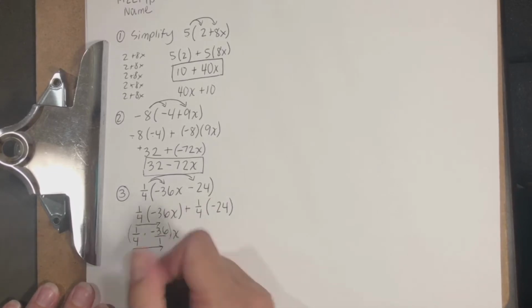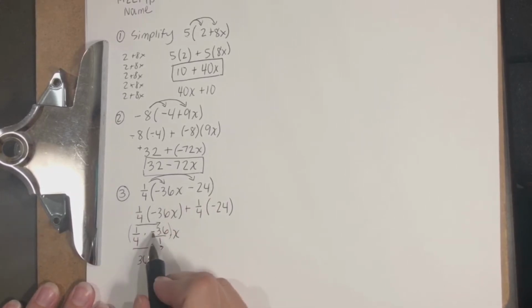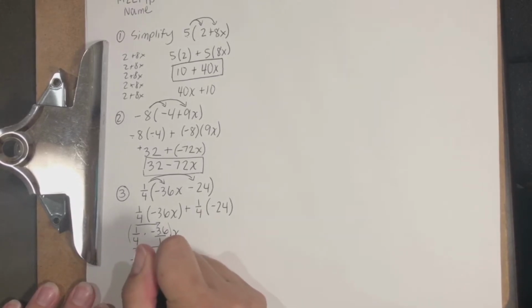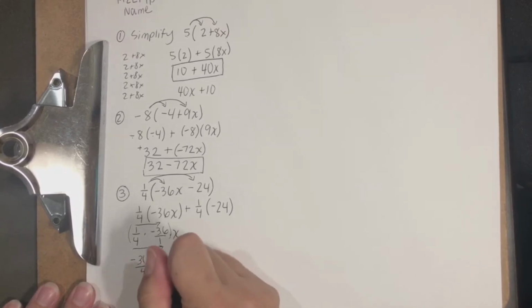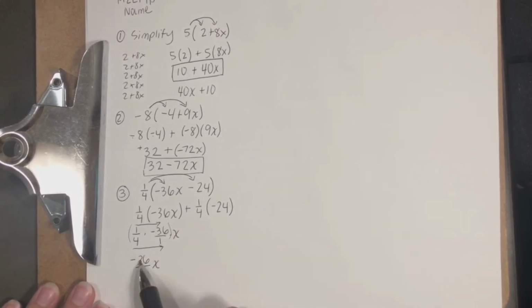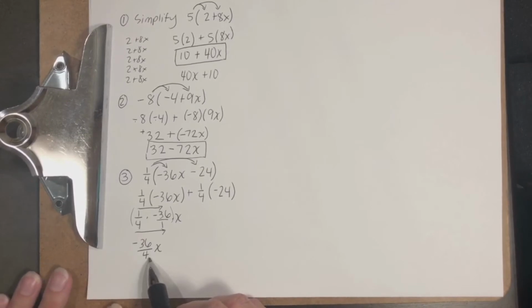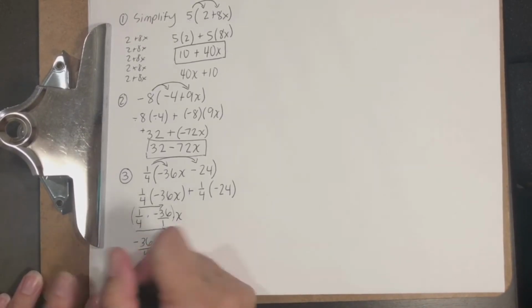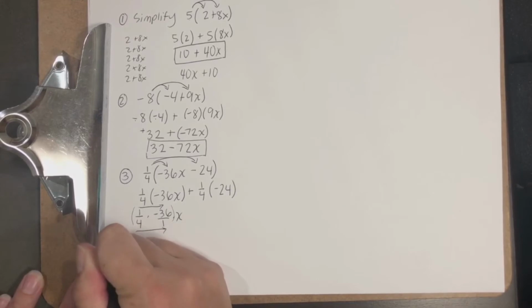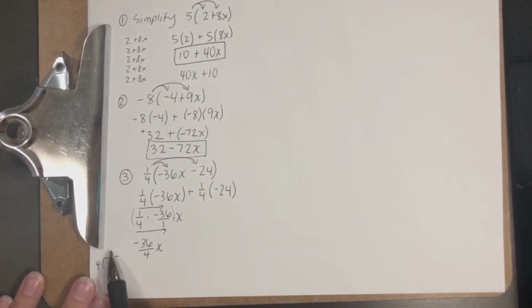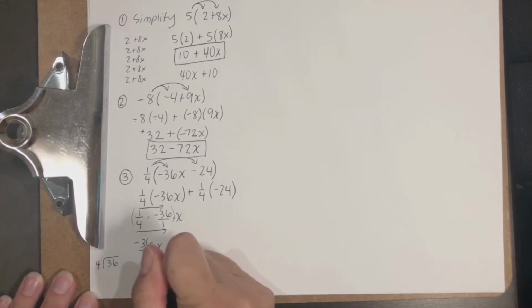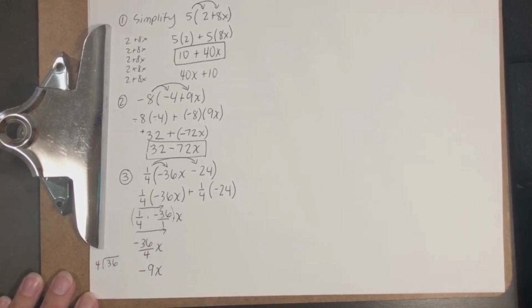So 1 times 36 is 36. Of course, it's still negative, so we'll put that there. 4 times 1 is 4, so we'll put that there, and then put my x on the end. So now I have 36 divided by 4, and it's negative. So what is 36 divided by 4? In other words, what times 4 will equal 36? It's 9. And it's negative. So we have negative 9x.